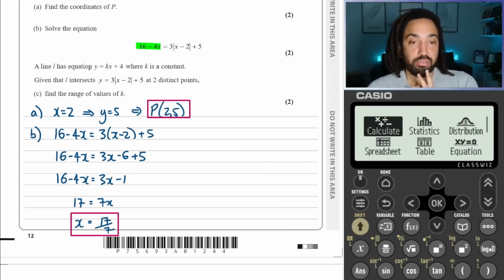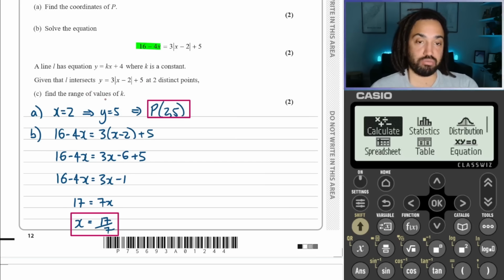Next, part C. We've got a line here with a gradient unknown, but we know the y-intercept, and that line intersects the modulus function's graph at two distinct points. Find the range of values of k.